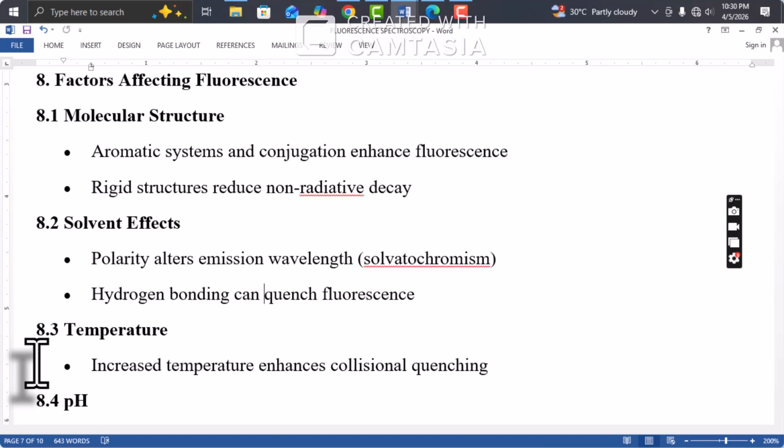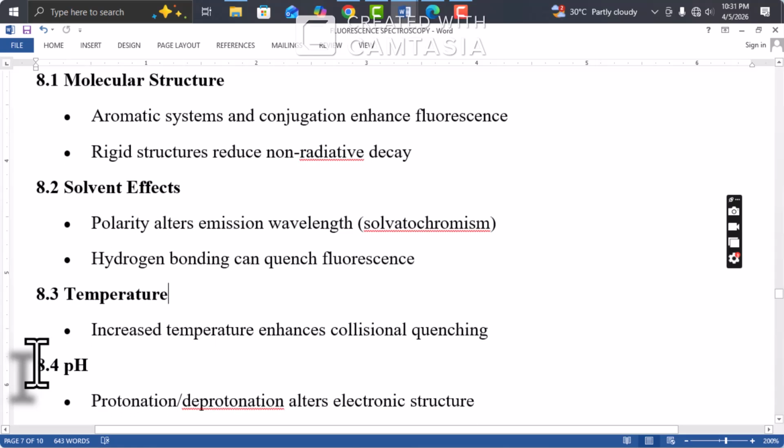Hydrogen bonding can also quench fluorescence. Hydrogen bonding is a big deal here. When you introduce hydrogen bonding, fluorescence can be quenched, so that's something to consider. Temperature. For some fluorescent materials, increasing the temperature can effectively quench fluorescence. That means the material will stop exhibiting fluorescence. So temperature is a factor.